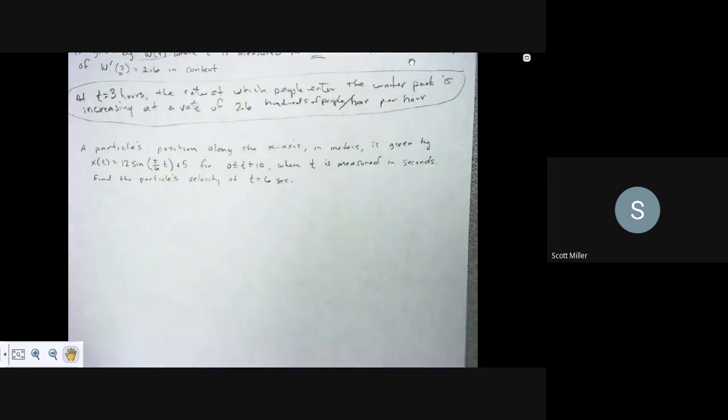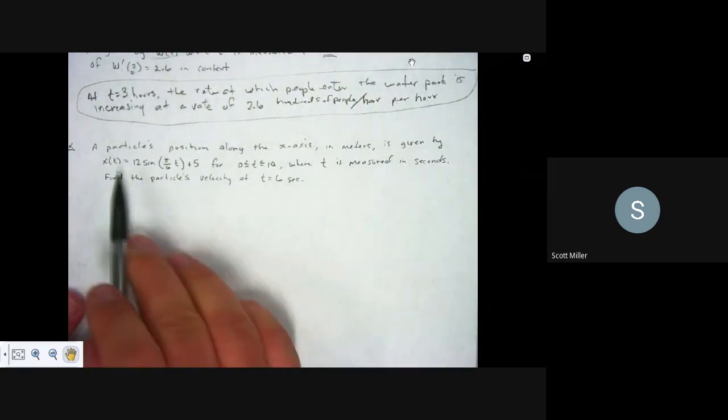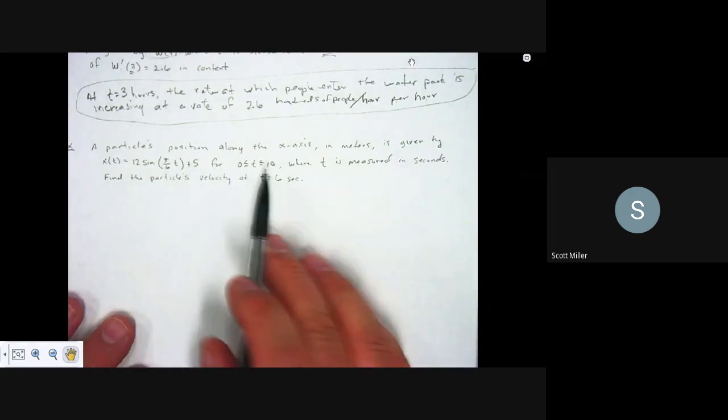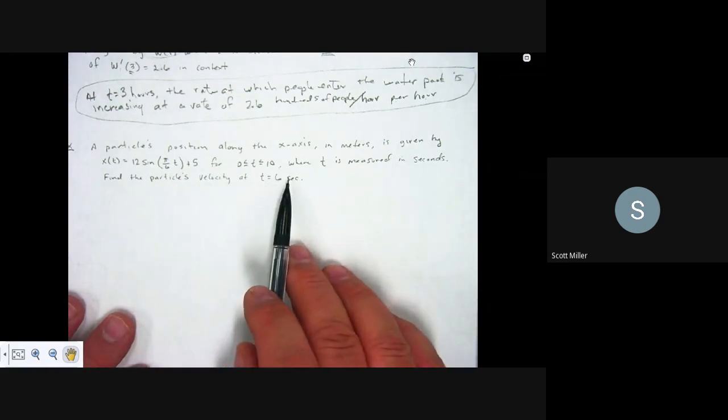So here we have it right here. A particle's position along the x-axis in meters is given by this equation right here, for t between 0 and 10, where t is measured in seconds. Find the particle's velocity at t equals 6.